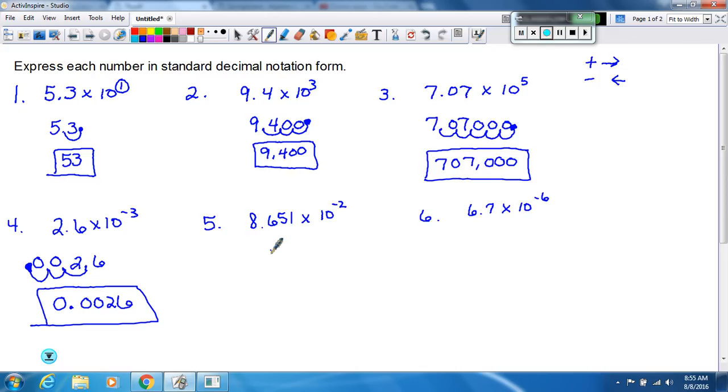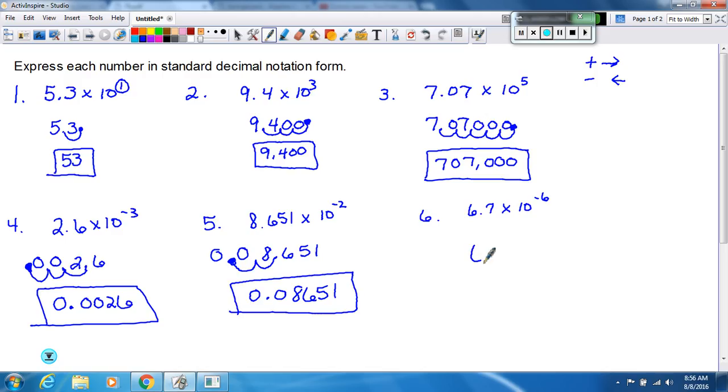The next one, the original number is 8.651. Negative exponent moves to the left 2 places. So I'm going to put a 0 here. I'm going to put 1 out front. So 0.08651.